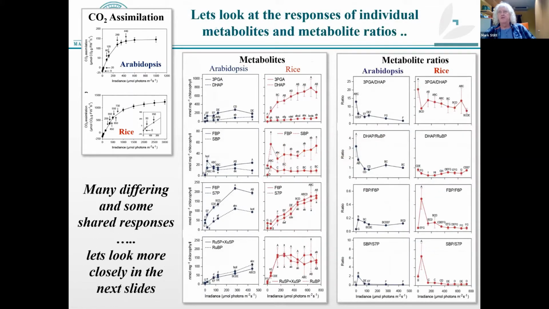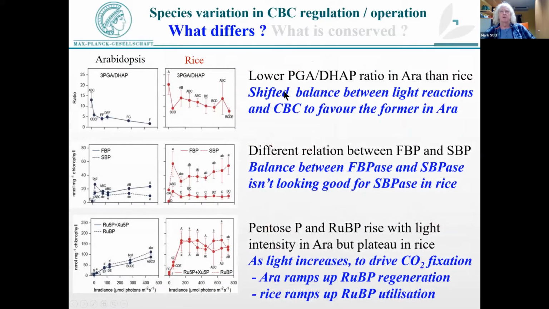So now let's look into individual metabolites and metabolite ratios. So this is the raw data, and I think by eye you can see there are many differing and some shared responses. And I'll just pull out a couple of these. So these are differing responses. We have a lower PGA to DAP ratio in Arabidopsis than rice. Now this is where the ATP and the NADPH from the light reactions powers into the CBC. So what this is telling us is a shifted balance between the light reactions and the CBC to favor the light reactions in Arabidopsis. A second difference is we see the FBP to SBP ratio changes between Arabidopsis and rice. And again, this is consistent across the entire light range.